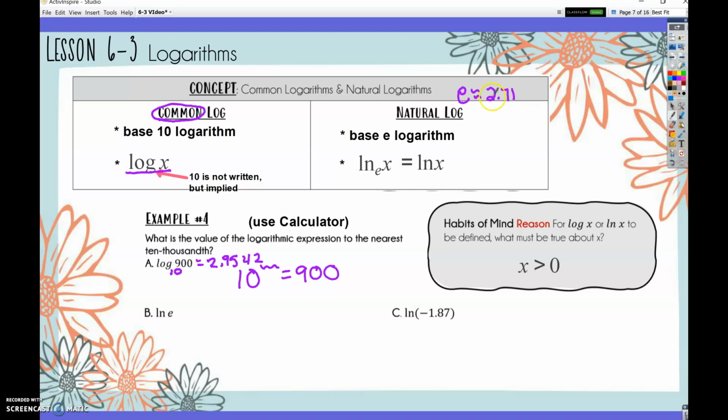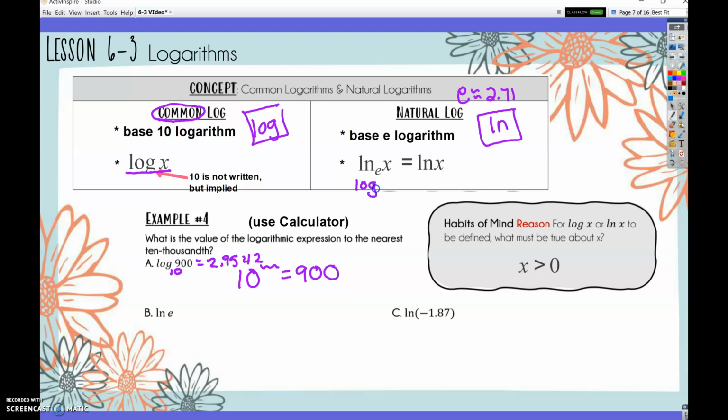But again, mathematicians noticed that it was occurring naturally. This ratio was occurring naturally in the world, so they called it a natural log. And they knew they couldn't use this log button anymore, so they used the button that says ln on your calculator. That's an L, not an I. Base E logarithm, this is called. That means if you see natural log of x, it's basically like writing log base E.